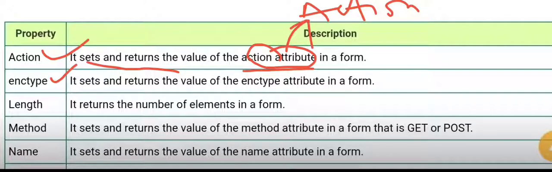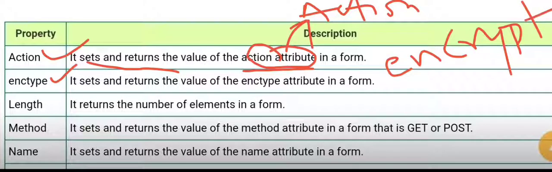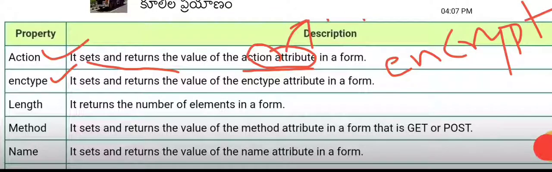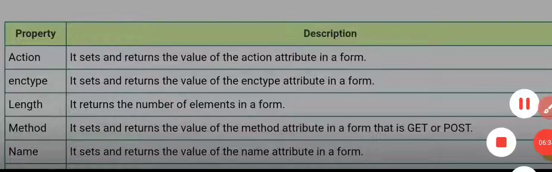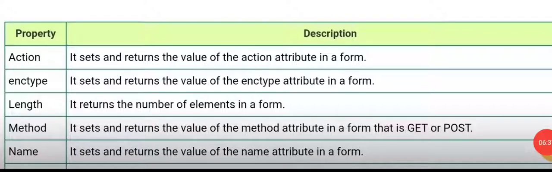Next, enctype. Enctype is nothing but encrypt. What kind of data you are going to encrypt? For example, you are storing some of the information in the form in encrypted form. Here we can store the data in encrypted form, that is the encrypted attribute of the form.